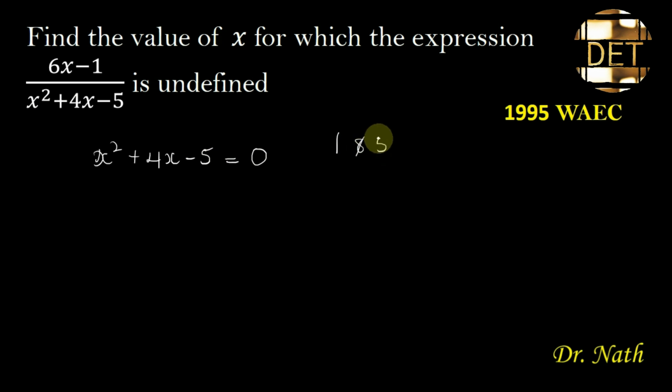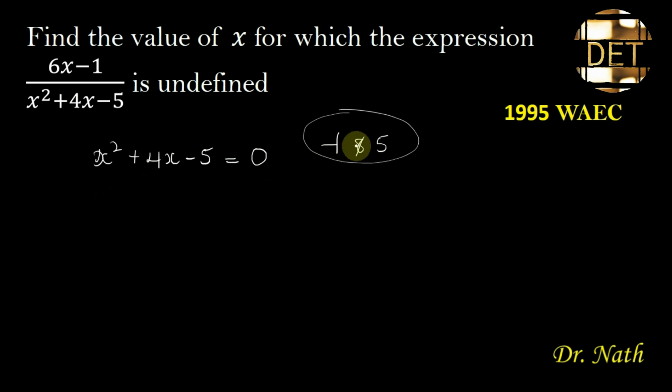So 1 and 5. What numbers are we going to multiply to give us minus 5, and if we add them, we will have plus 4? We can only think of one way to get these values. The numbers should be minus 1 and plus 5. Minus 1 times 5 gives minus 5, and minus 1 plus 5 gives plus 4. So the correct factors are minus 1 and 5.